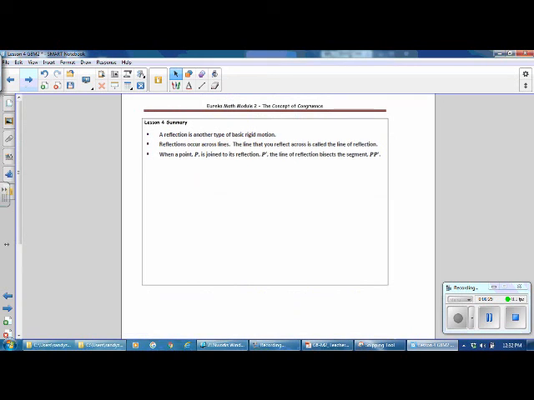In this lesson, you have learned a reflection is another type of basic rigid motion. Reflections occur across lines. The line that you reflect across is called a line of reflection. Also, it could be vertical, horizontal, or on a diagonal. When a point P is joined to its reflection P prime, the line of reflection bisects the segment PP prime.